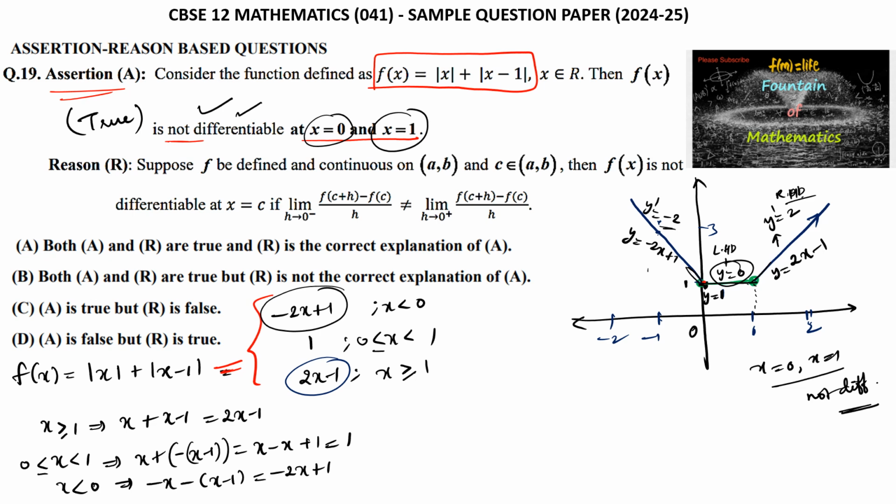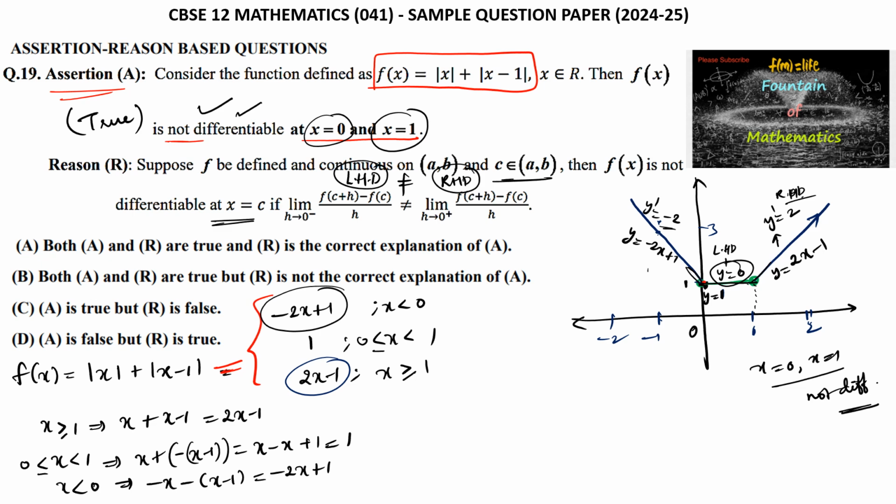And the reason given: suppose f is defined and continuous on an open interval a comma b and for c belongs to a comma b, f of x is not differentiable at x is equal to c if limit h tends to 0 minus of f of c plus h minus f of c divided by h, this is the left hand derivative formula, is not equal to limit h tends to 0 plus of f of c plus h minus f of c divided by h, which is the right hand derivative. So left hand derivative is not equal to right hand derivative, it is mentioned.